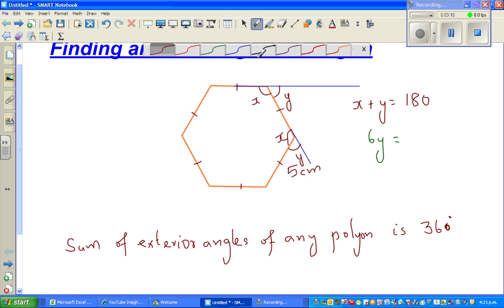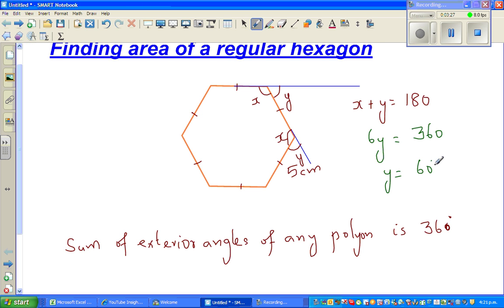This is always good to check. So you have 6 exterior angles and when you add them, they will always be equal to 360. So I can say 6y is equal to 360, and when you divide both sides by 6, y is 60 degrees. How much would this be? x plus y is 180, so this has to be 120. Is that clear? Each exterior angle is 60, and the interior angle is 120.